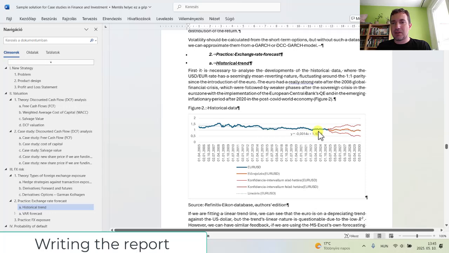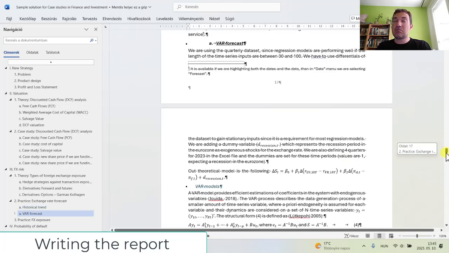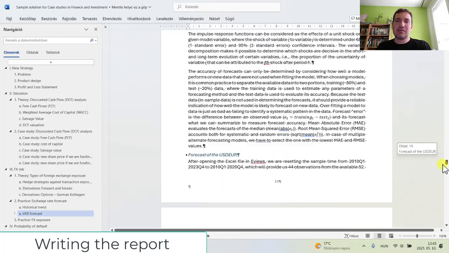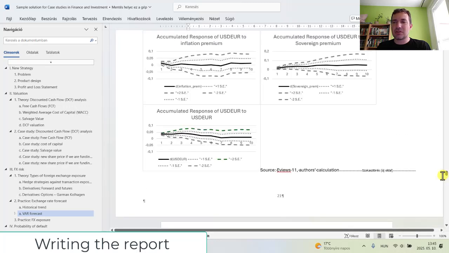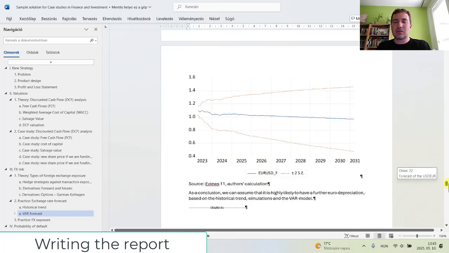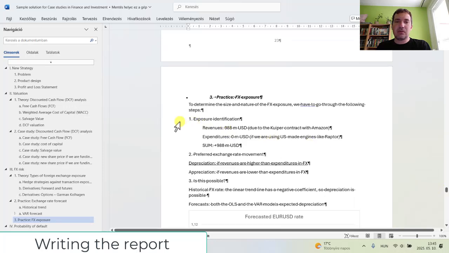What matters is that if you are using Excel's own beautiful forecasting method, then we get this forecast for depreciation of the euro. If we are using some master or PhD level knowledge, then we can also use a vector autoregression model, which is described here. But at the end of the day, we don't even use that one, just simple OLS regression, what you learned already in statistics. This is just the fancy one. If I was already doing it, then why not include it here? And of course, this is the sheet that you have to go through.